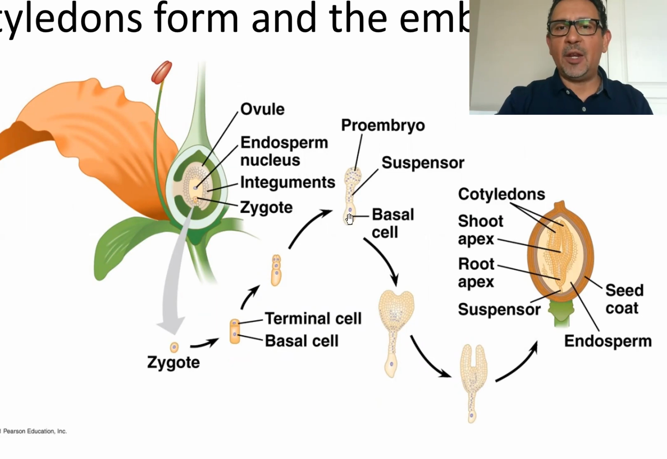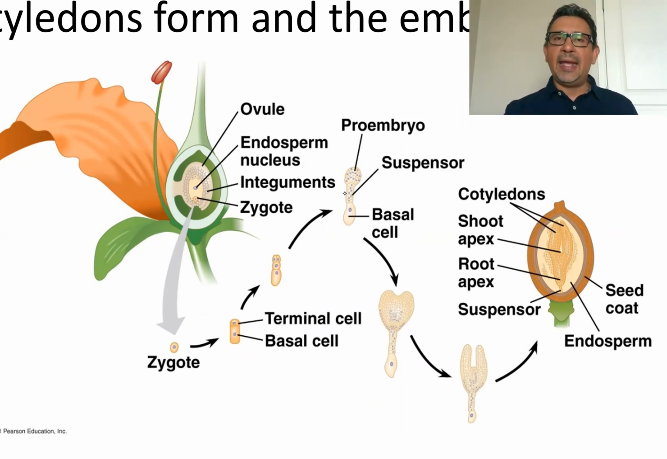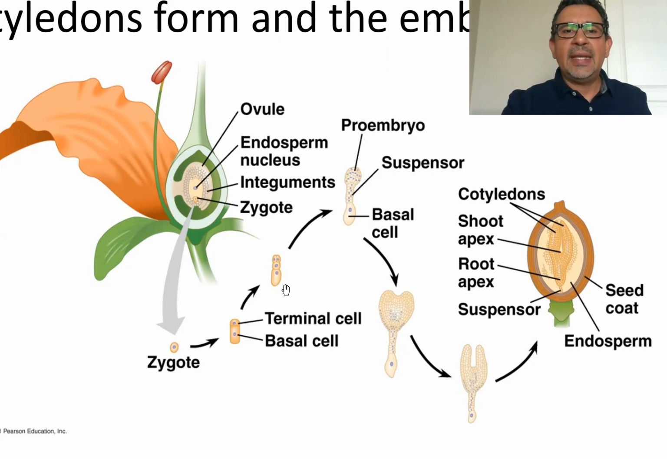Let's see what develops from the basal cell. It is going to be a structure known as the suspensor. This suspensor is multicellular, and it attaches the rest of the embryo to the parent plant, and it's a vehicle through which nutrition is passed from the endosperm to the embryo as well. The other cell we have here, called the terminal cell, is going to form most of the embryo, which is contained in the seed.